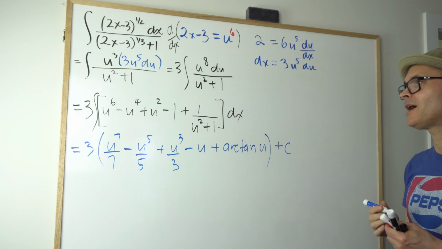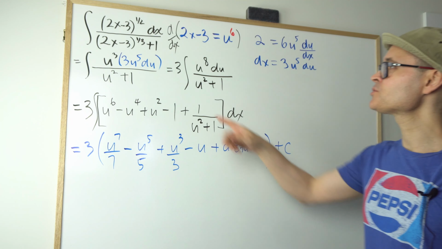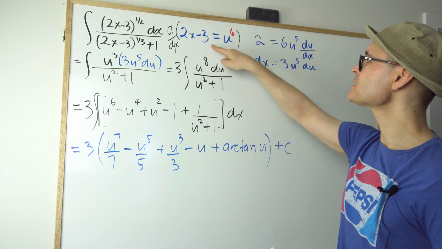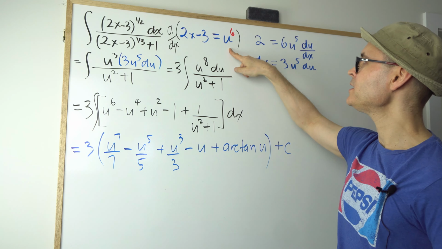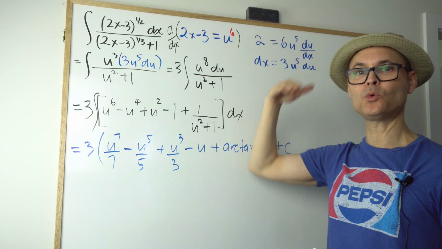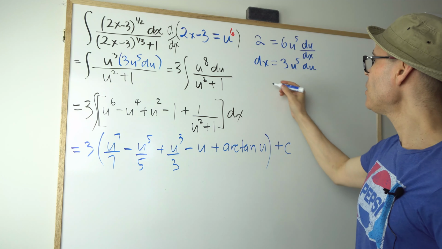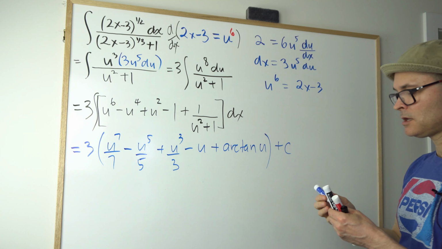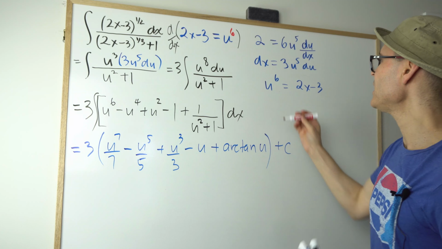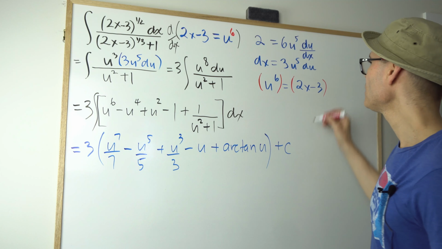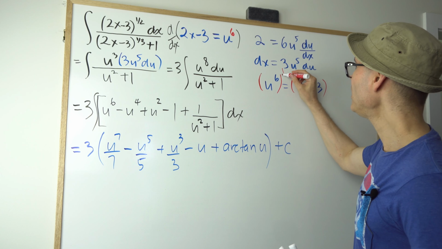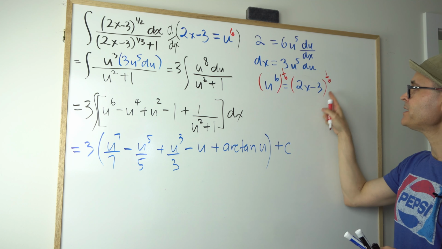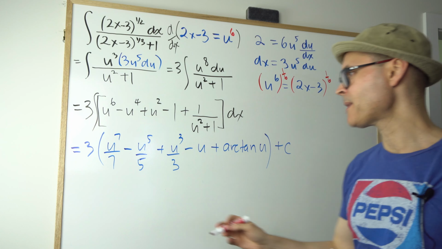Okay, well that's good. Now, I still have to put the u back because this was written in terms of x. So let's come on up here. This was the original expression here. So I want to know what u is. So what I could do is raise both sides to 1 over 6, right? So if u to the 6 is equal to 2x minus 3, then I could simply raise both sides. What I do to one side, I do to the other. 1 over 6, 1 over 6. And you can see u is just 2x minus 3 to the 1 over 6. I'm going to plug that back in.